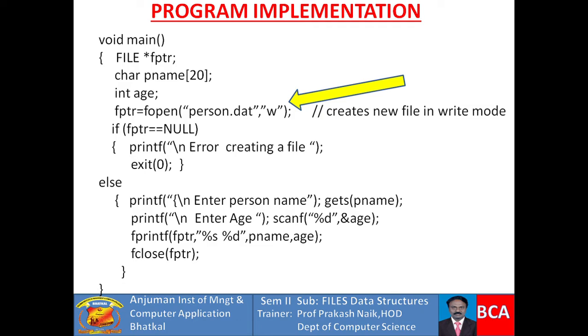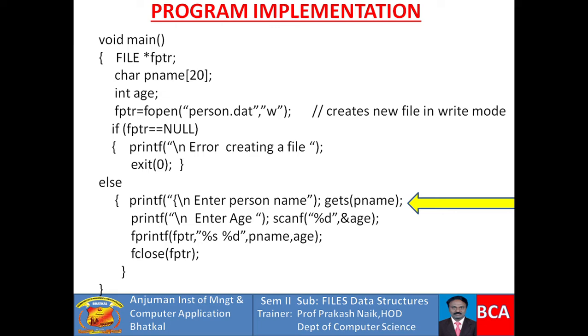So what must be done if null is stored? Here comes the next line. If fptr equal to null, at that time a message is displayed saying error creating a file. And from the program, we need to come out. For that, exit 0 will be given. This was about when the file pointer is having null. What if it is not having null?